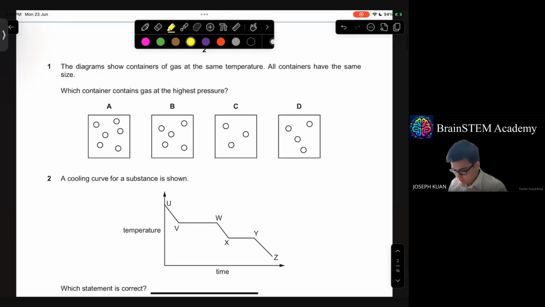Okay, question number 1. The diagram shows containers of gas at the same temperature. All containers have the same size. Which container contains gas at the highest pressure?